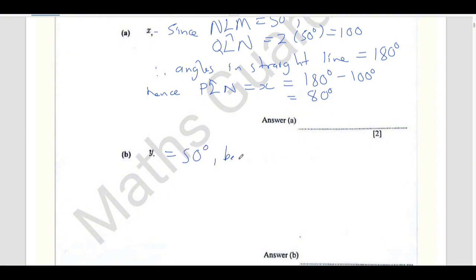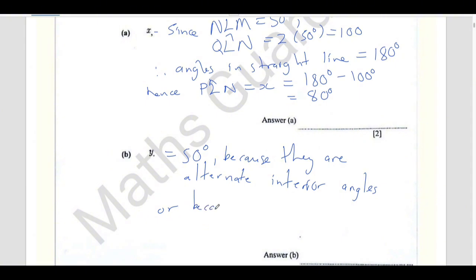All right, fine. And then you always write the reason. Whenever you are doing geometry like this, finding angles and sides, you must always give a reason why. That is the explanation to solidify your answer. So we said here that y is equal to 50 degrees because they are alternate interior angles, or you can simply say y is equal to 50 degrees because they are corresponding angles.